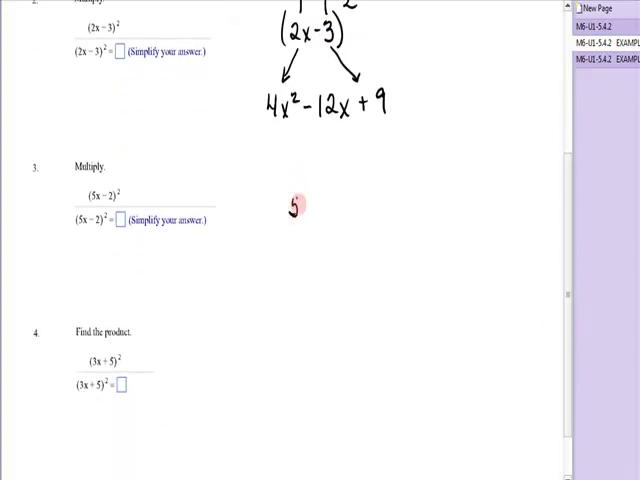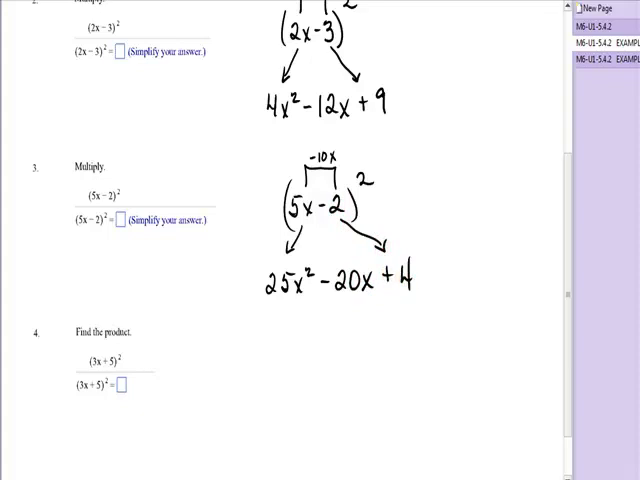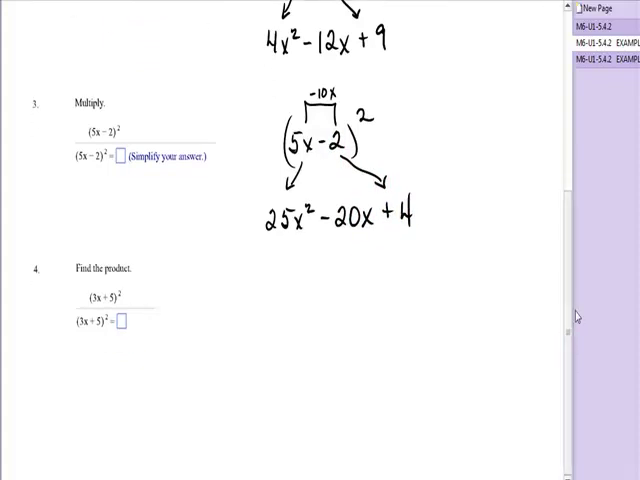Next one, 5x minus 2 quantity squared. Square the first one, 25x squared. Multiply for negative 10x, double it, negative 20x. Square the last one for plus 4. All right. How about 3x plus 5 quantity squared?